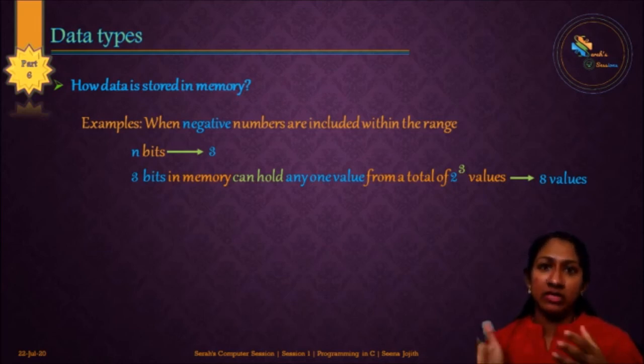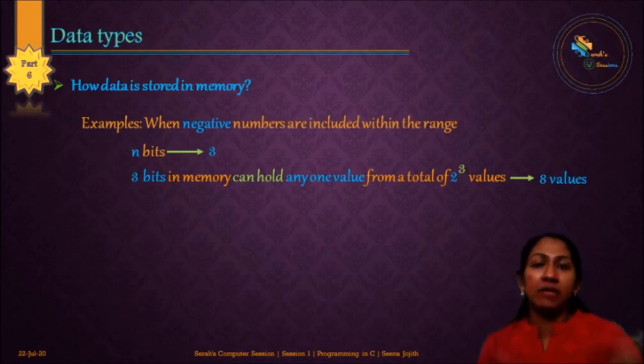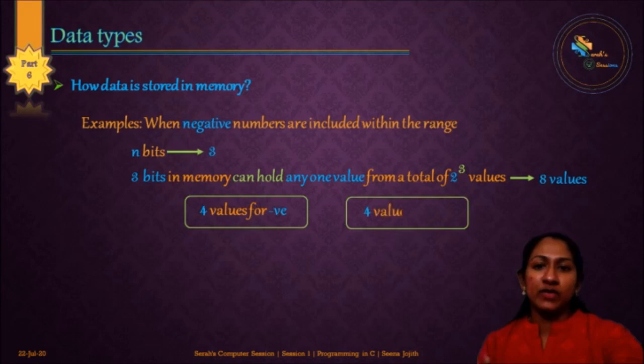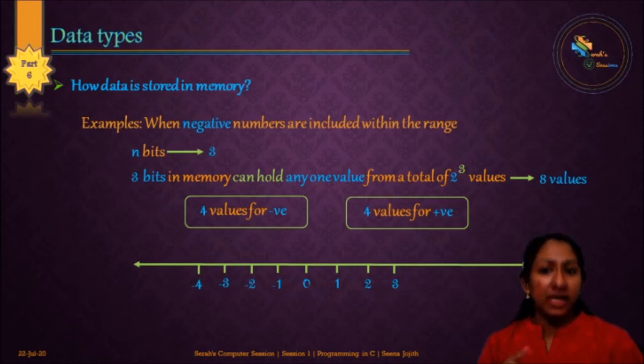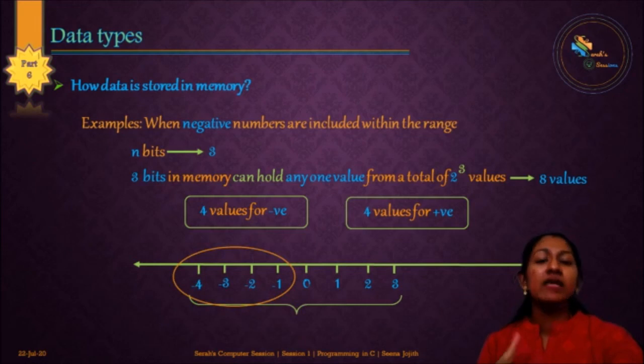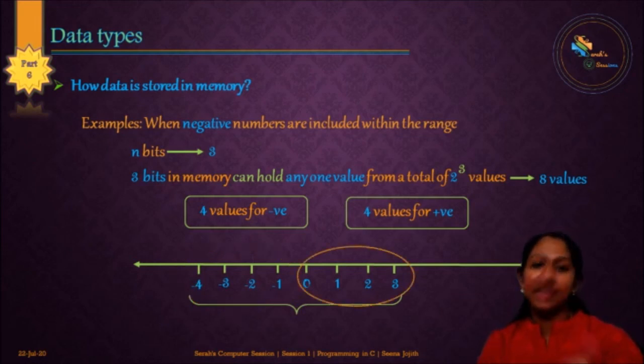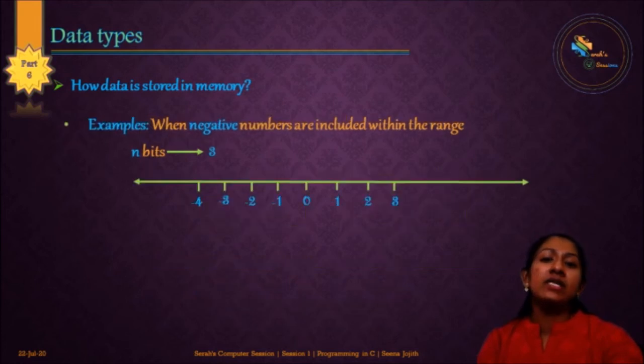So 4 values from the negative side and 4 values from the positive side can be considered as the permissible set of values for 3 bits. So 4 values for negative and 4 values for positive. So plotting the number line, you will get positive numbers as 0, 1, 2 and 3, 4 numbers, and negative numbers as -1, -2, -3 and -4. So these are the numbers obtained where you can see the negative portion as well as the positive portion. Now let's see how the range will be calculated.